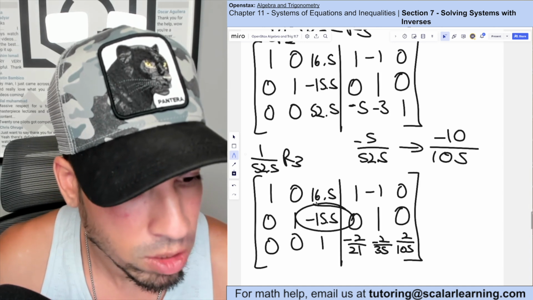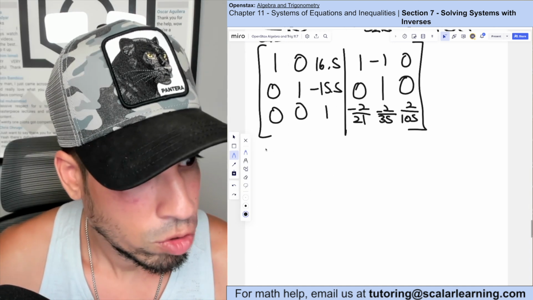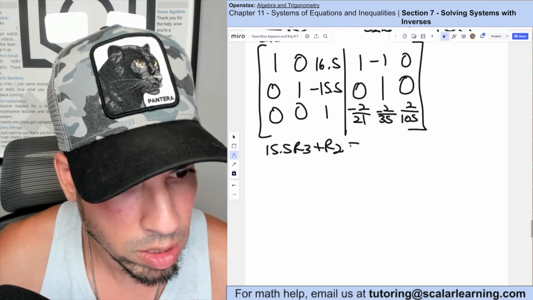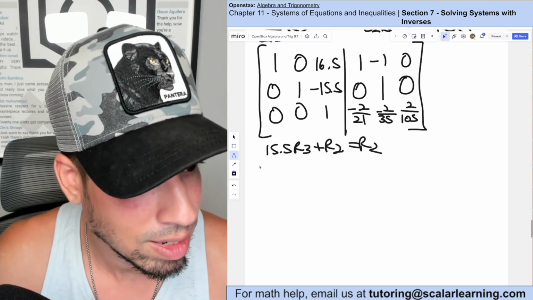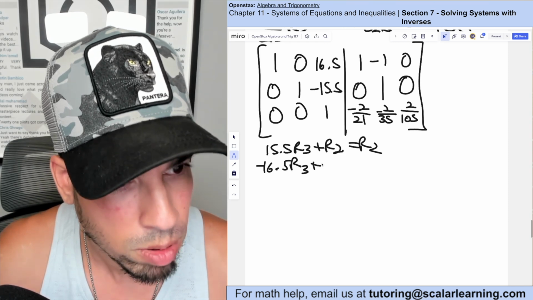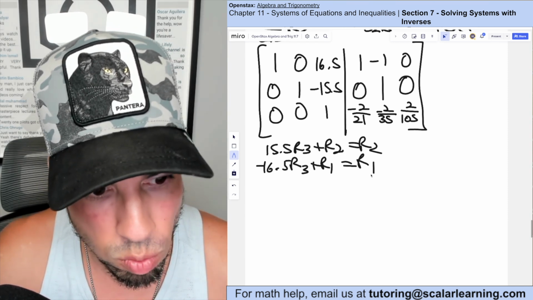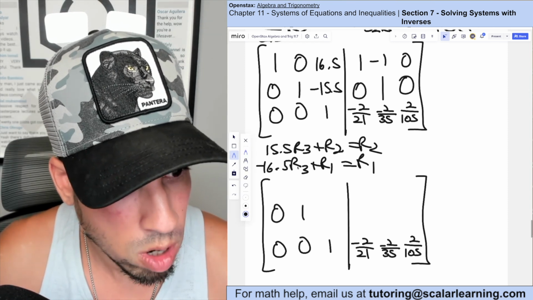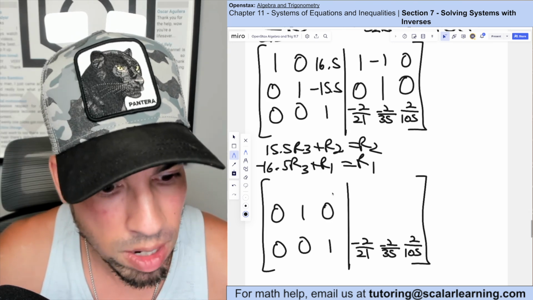Great. Now we got two things to get rid of. So first I'm going to do 15.5 times row 3 plus row 2 equals a new row 2, and negative 16.5 times row 3 plus row 1 to get a new row 1. Here we go. So we got 0 plus 0 is 0. 0 plus 1 is 1. 15.5 plus negative 15.5 is 0.